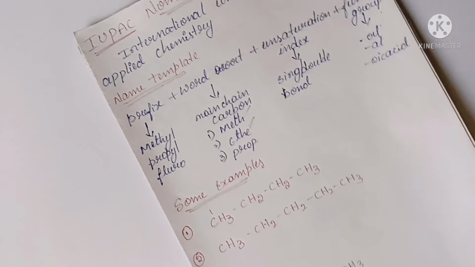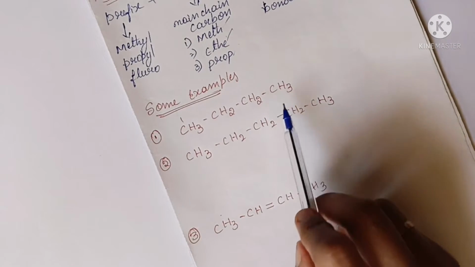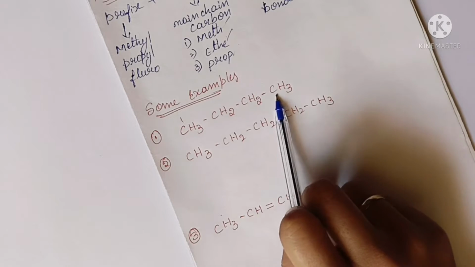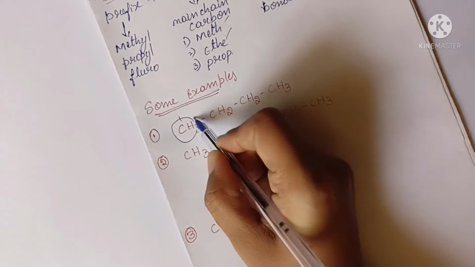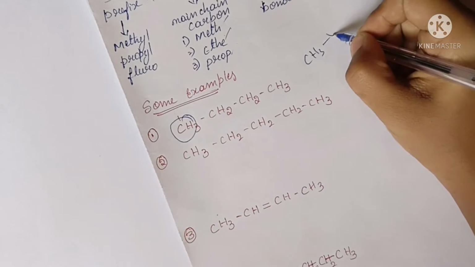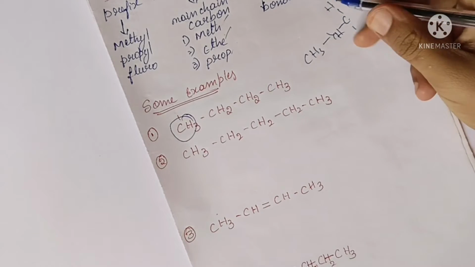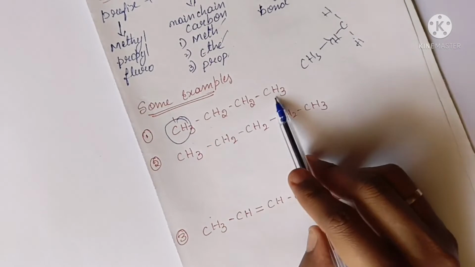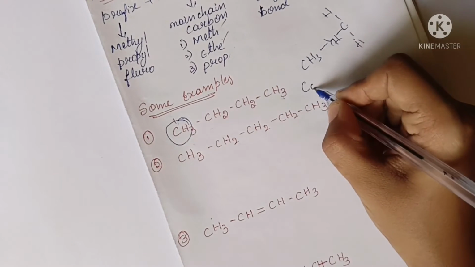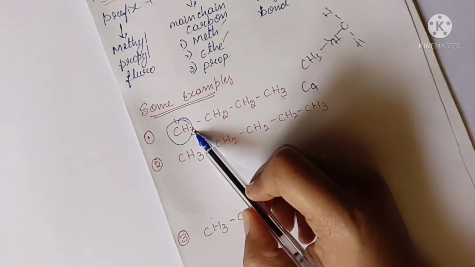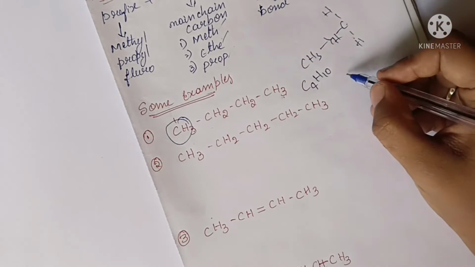The first example shows CH3, CH2, CH2, CH3. How to name it? We can write each group out: CH3 can also be written as C, H3. Counting the carbons, 1, 2, 3, 4, we have C4, and 3 plus 3 is 6, 6 plus 4 is 10, so H10. That is what we call a 4 carbon chain.